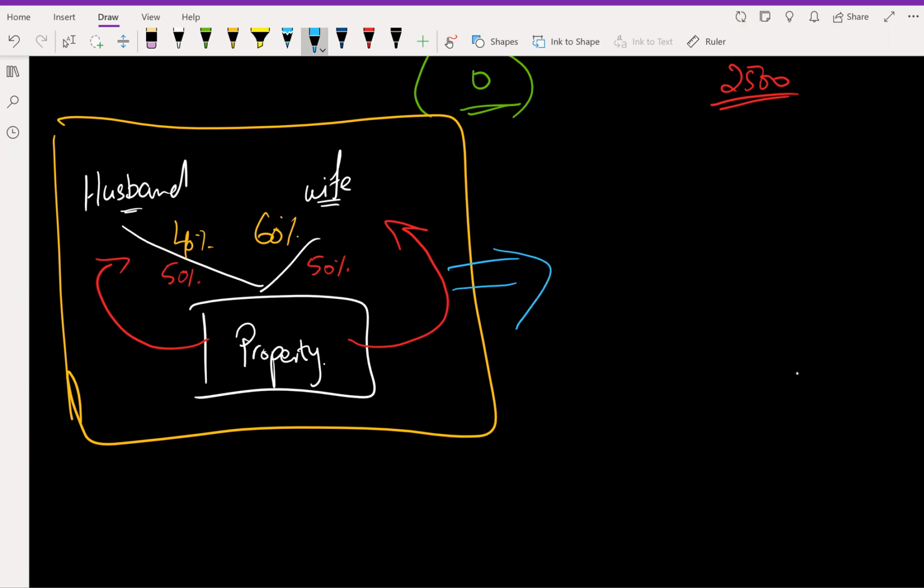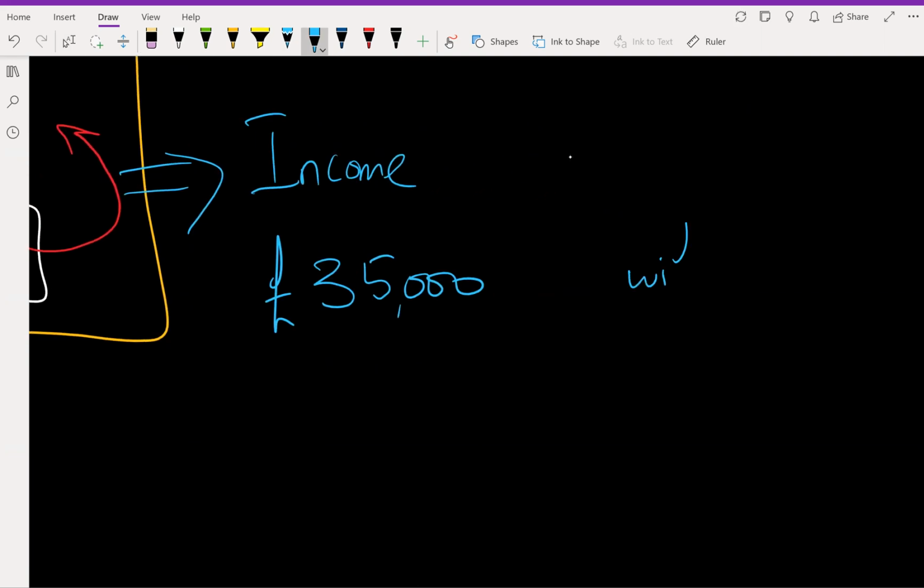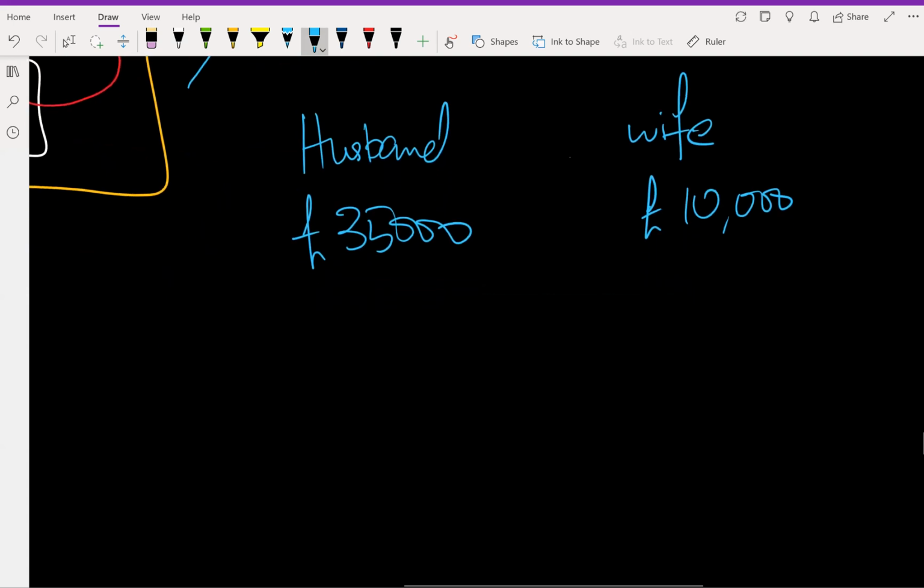It totally depends on your income. Let's say the husband has a lower share in the property, 40%, and the wife has a higher share, 60%. But the income of the husband is higher. Let's say the income of the husband is 35,000 per annum, and the wife is earning 10,000. Guys, I want you to be very attentive in this example. The rental income that will come from this property is, let's say, 10,000.